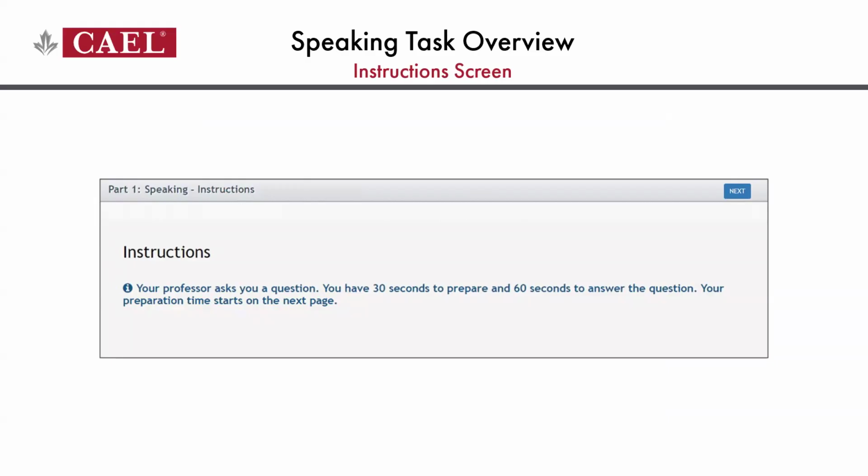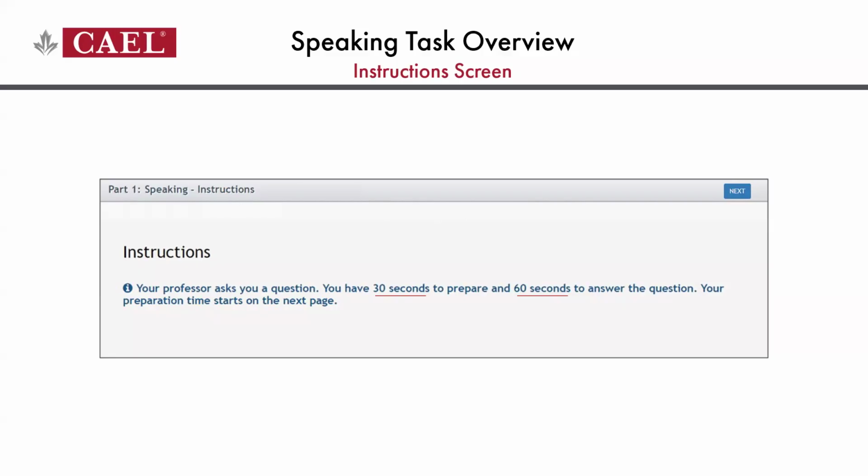So you can breathe a sigh of relief. You haven't officially started the speaking test yet, but through your headset, you're going to hear someone read the instructions to you. So I'll do that just this once to simulate what your experience would be in the testing room. So the voice through the headset, a recording, says, your professor asks you a question. You have 30 seconds to prepare and 60 seconds to answer the question. Your preparation time starts on the next page.